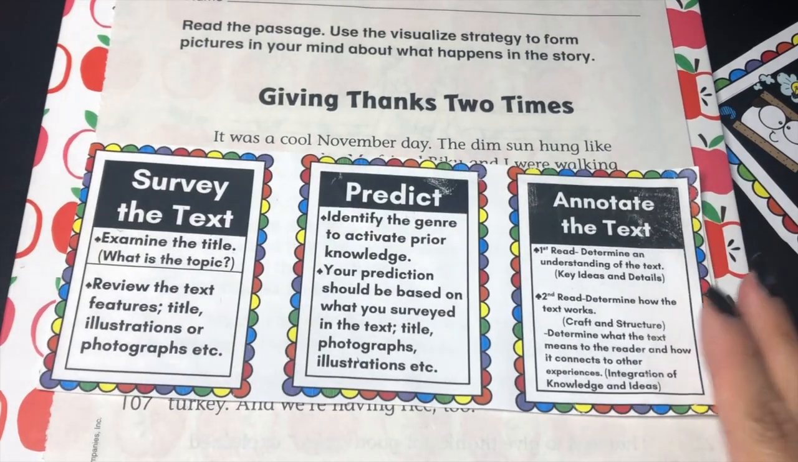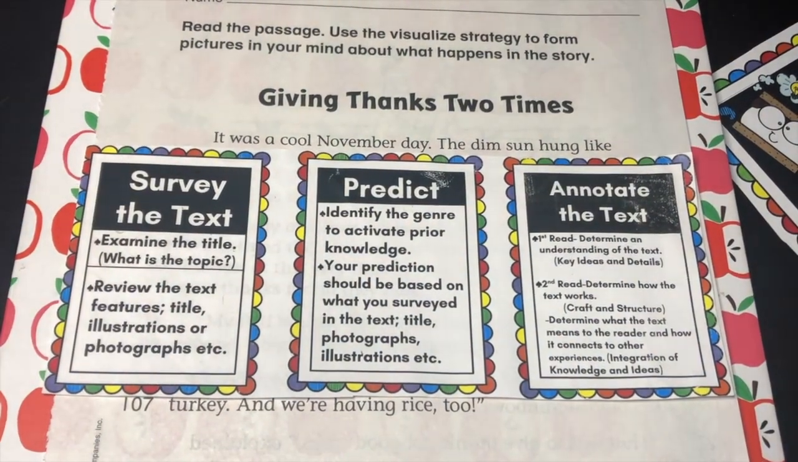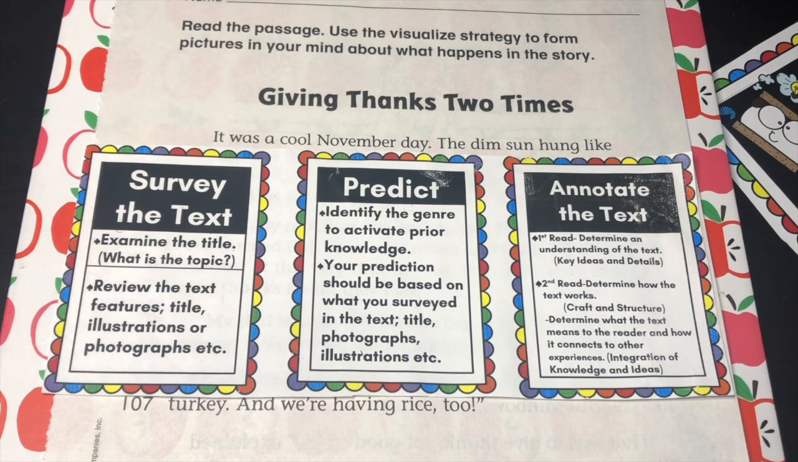We're doing the SPA part of the SPADE strategy with our reading passage. First you're going to survey the text: examine the title and review the text features, like the title, illustrations, or photographs. Based on that surveying, we'll create a prediction and identify the genre, to decide what type of story we're going to read. Even though a prediction is an educated guess, it should always have some foundation, or a reason why you put that as your prediction.